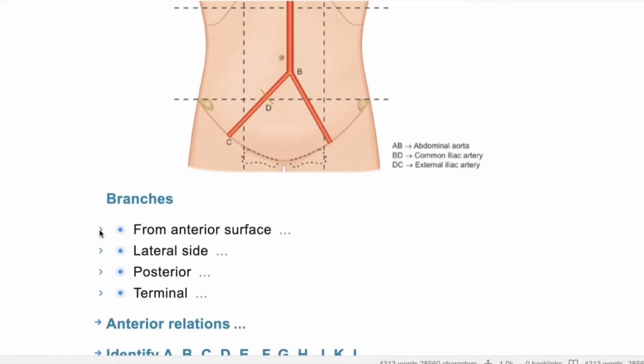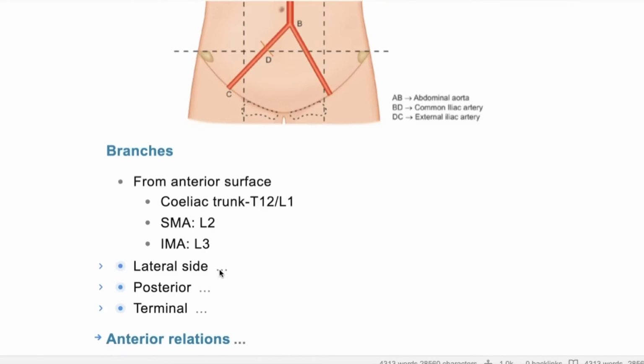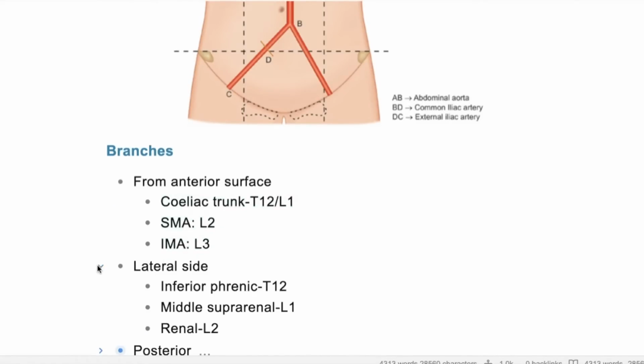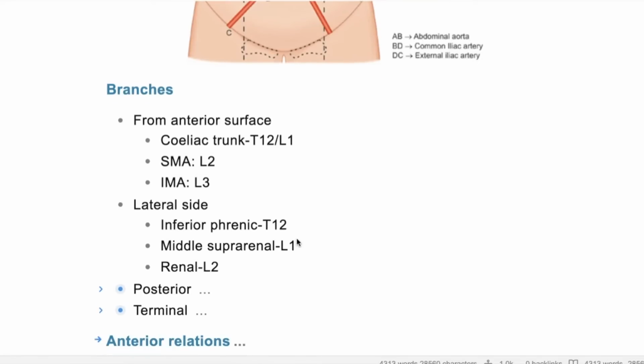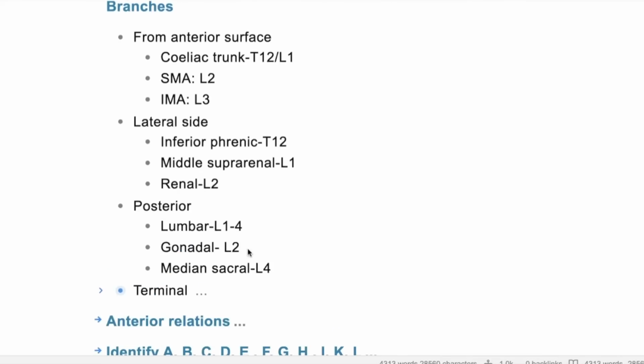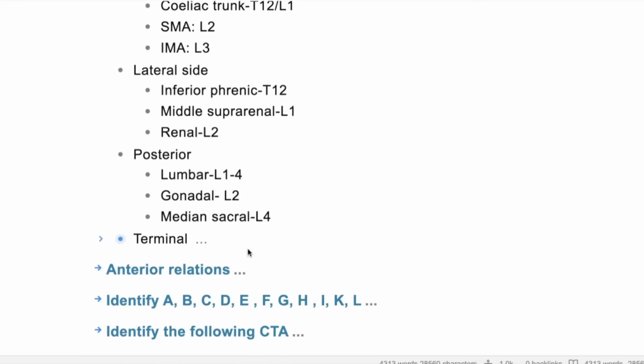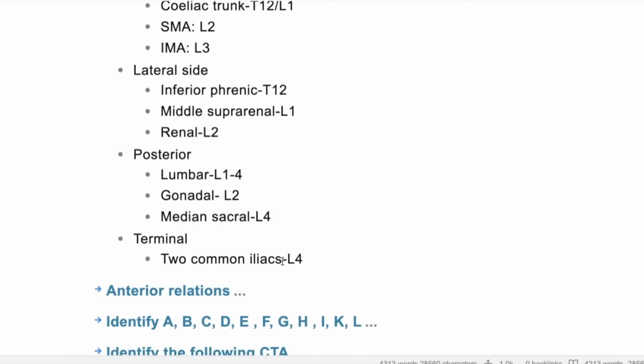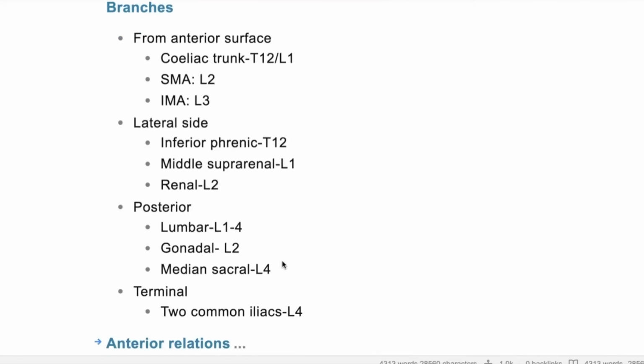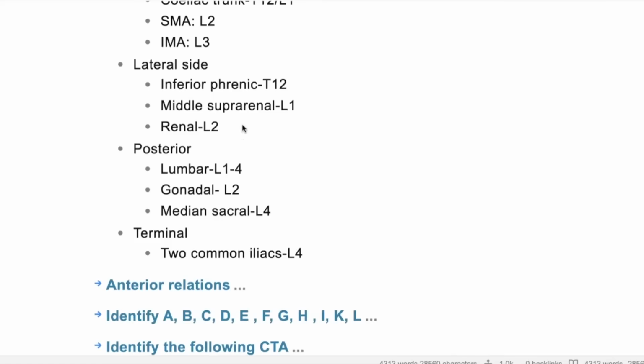It's easier for me. So from the anterior surface, there is the celiac trunk, superior mesenteric artery, and inferior mesenteric artery, and the levels as you see. From the lateral side, you have the inferior phrenic artery at T12, the middle suprarenal at L1, and the renal artery at L2. The posterior branches, you have the lumbar branches, the gonadal branches, and the median sacral branch. Terminal branches are the 2 common iliac arteries at L4. To be honest, I personally feel that this is easier to remember than paired and unpaired. You might miss a few things, but anterior surface, lateral side, posterior, and terminal. So we're covering the aorta from all the way around. Okay, so it's really up to you.